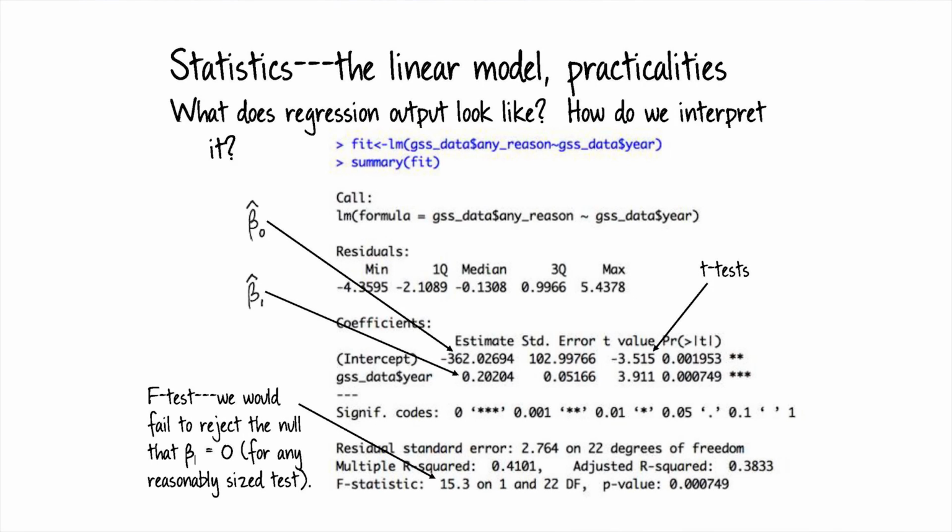Okay, so here's some R output. It looks a little different, but it has most of the same elements in it. Here they put the intercept, instead of calling it the constant, they call it the intercept. And they put it first instead of second.